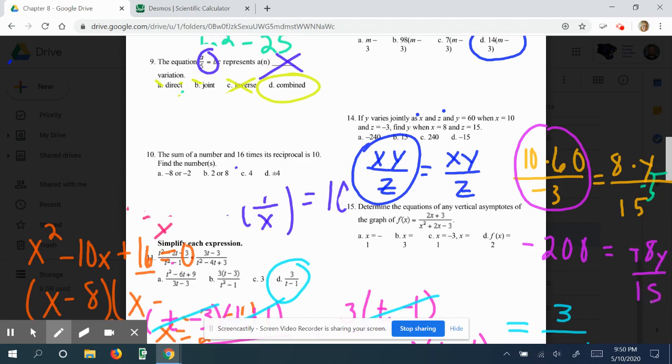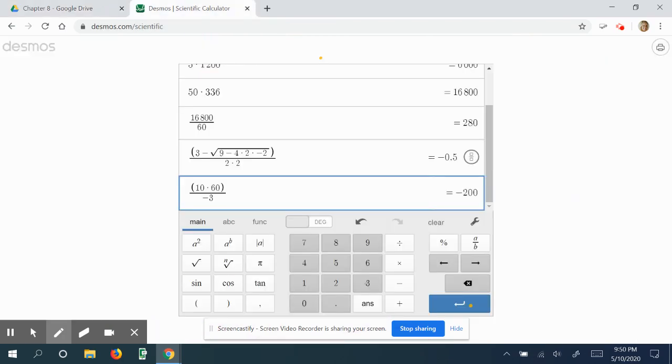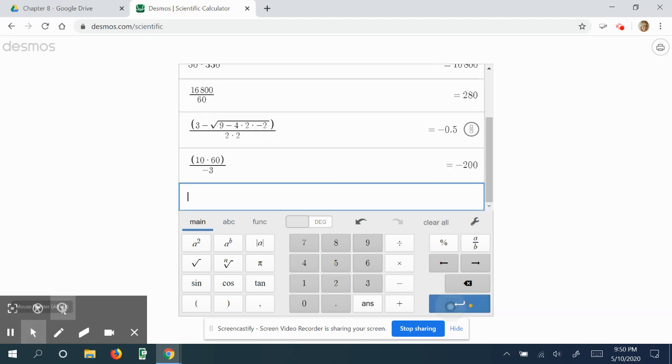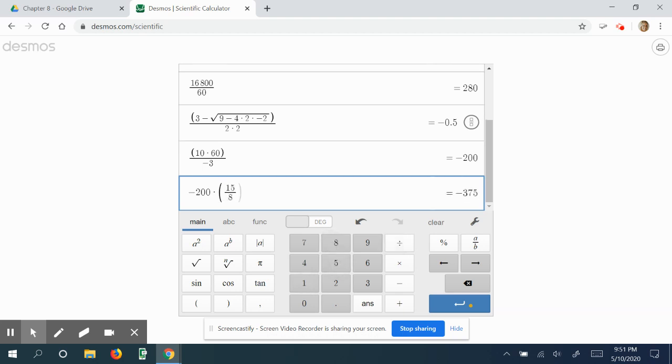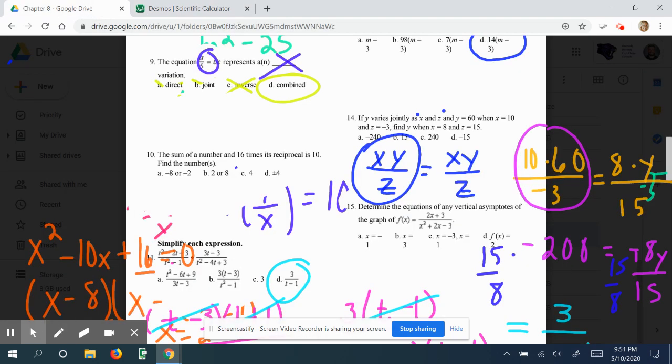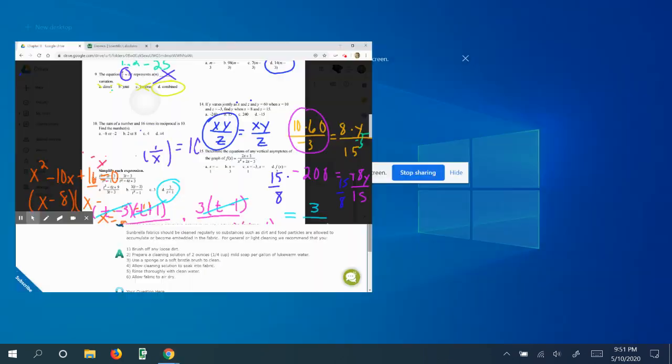And so what we can do is solve by multiplying by the reciprocal. So the reciprocal of 8 over 15 is 15 over 8. And we'll do the same thing, 15 over 8. And so we go to our calculator and we say, okay, well, what is negative 200 times 15 over 8? The answer is negative 375, which is not a choice. So we must have done something wrong.